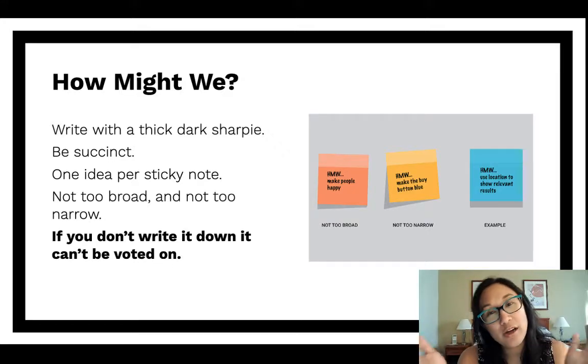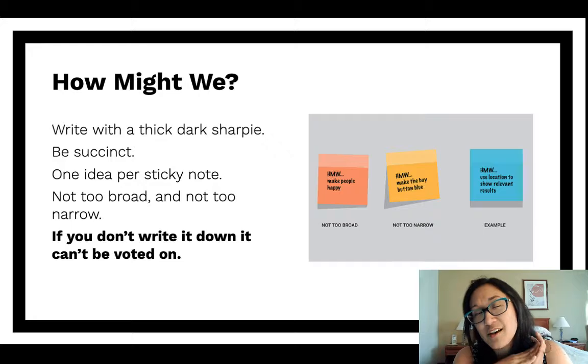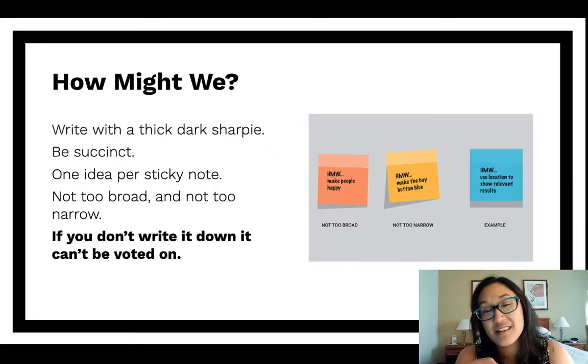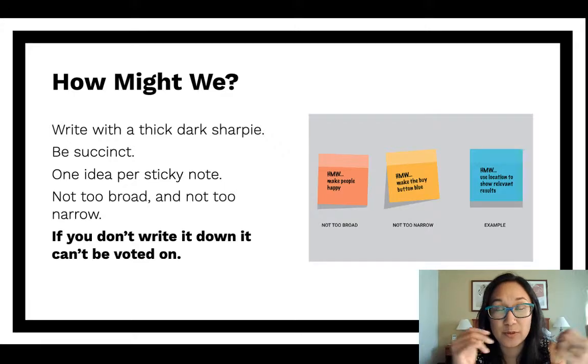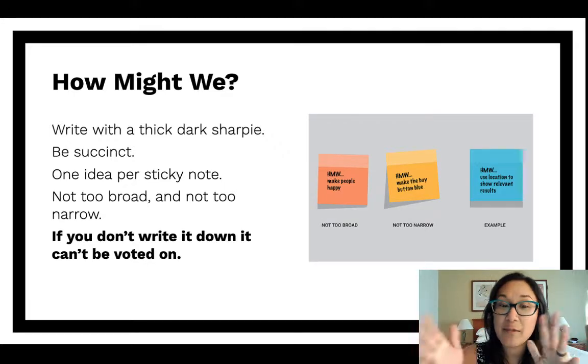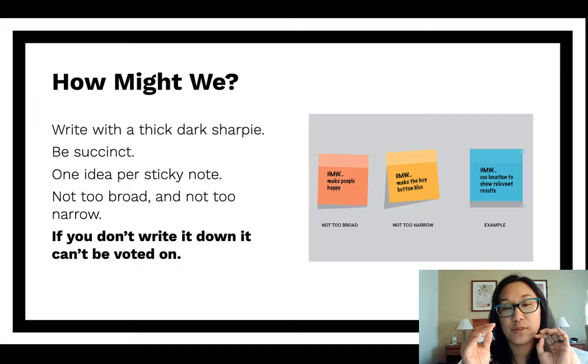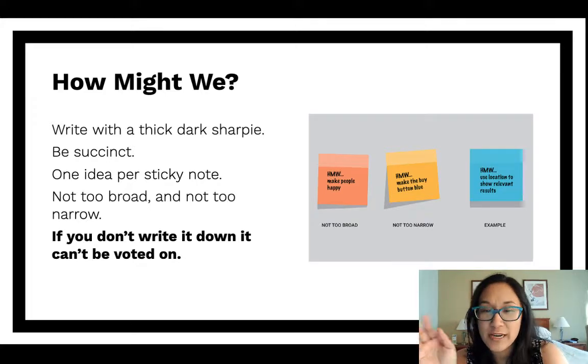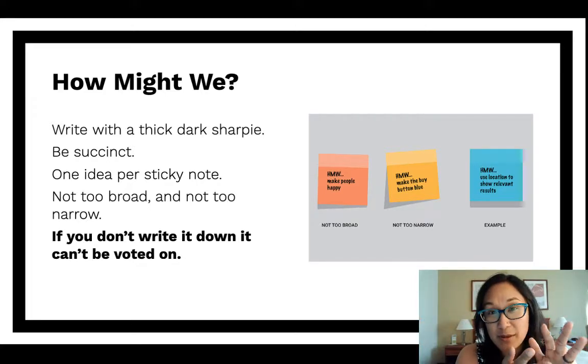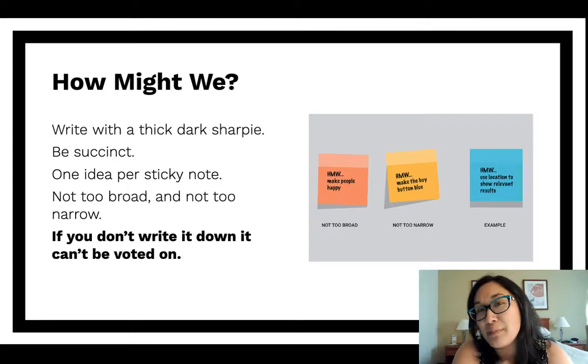So we don't want to go too broad, we don't want to go too narrow. And the key is, later on in this exercise, other people are going to vote on these ideas. So if you don't write it down on a sticky note, we can't vote on it. So that's the most important thing. So some examples of how might we statements, what's too broad, too narrow, and kind of just right. An example of something being too broad would be, how might we make people happy? That's a big one.